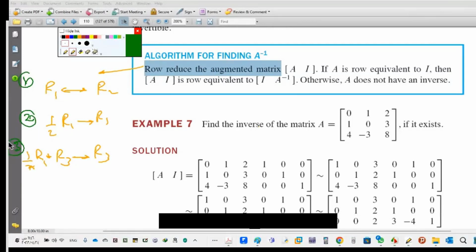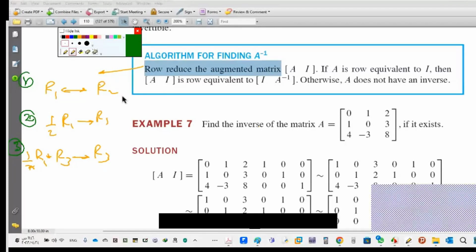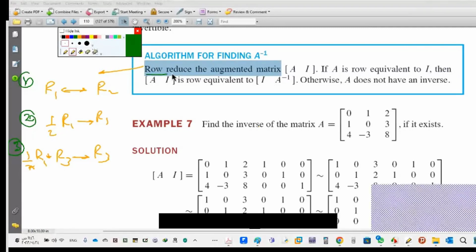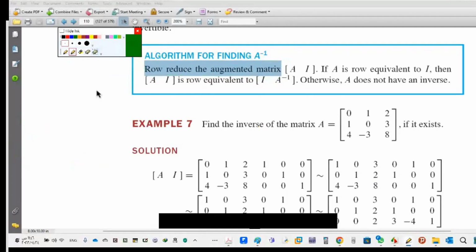We dealt with those in the first lecture. Did you remember this, 1, 2, 3? I can change two rows. I can multiply a row with a number and add to another one. And I can also multiply a row with a number and add to another. You know this one. That's what we have to use here: row reduce the augmented matrix. Okay, now let's start with this one.